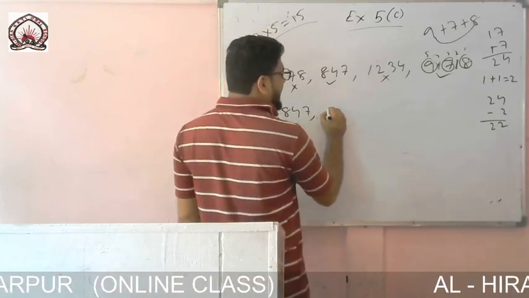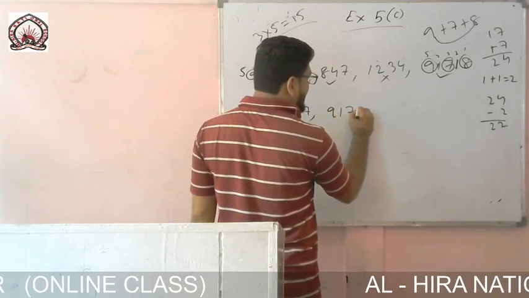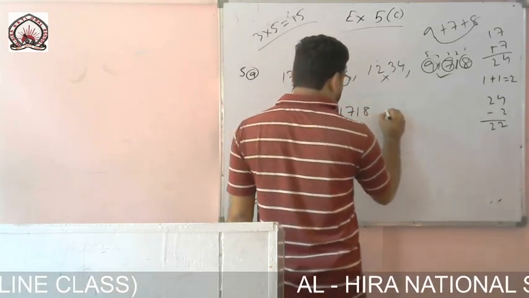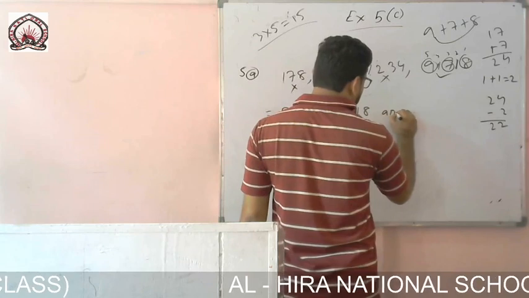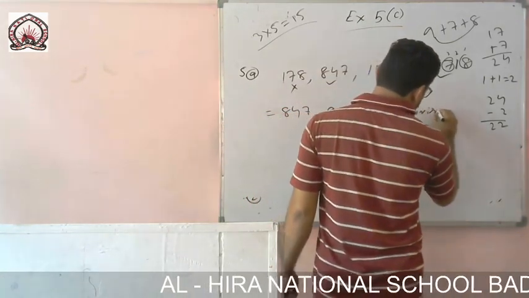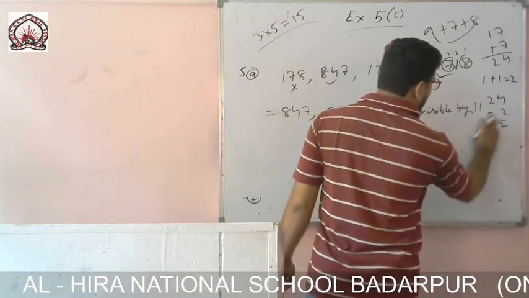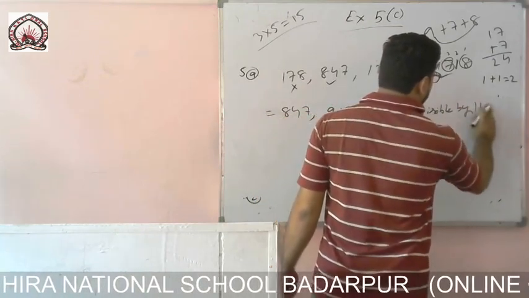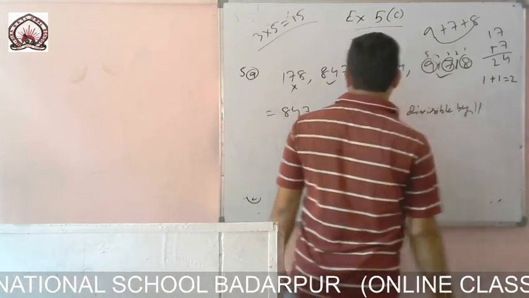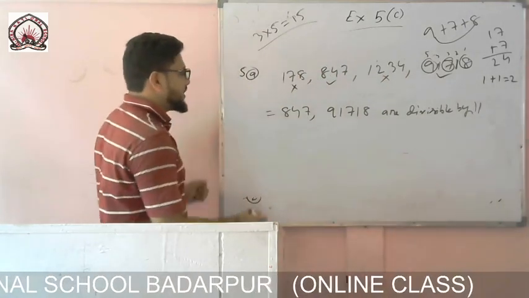847 and 91718 are divisible by what? 11. Okay, how? Now you write the explanation.